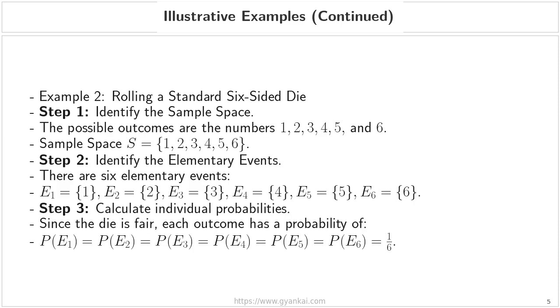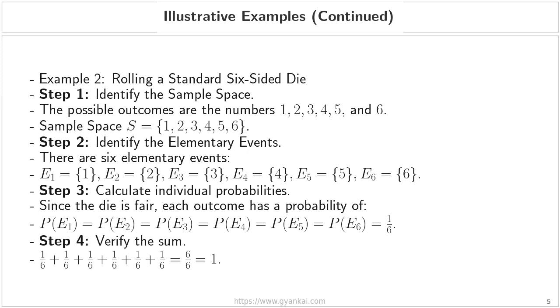Moving to step 3, let's calculate the individual probabilities. Assuming we are using a fair die, every single side has an equal chance of appearing. Therefore, the probability of E sub 1 is 1/6, the probability of E sub 2 is 1/6, and this continues for all 6 events, up to E sub 6, which is also 1/6.